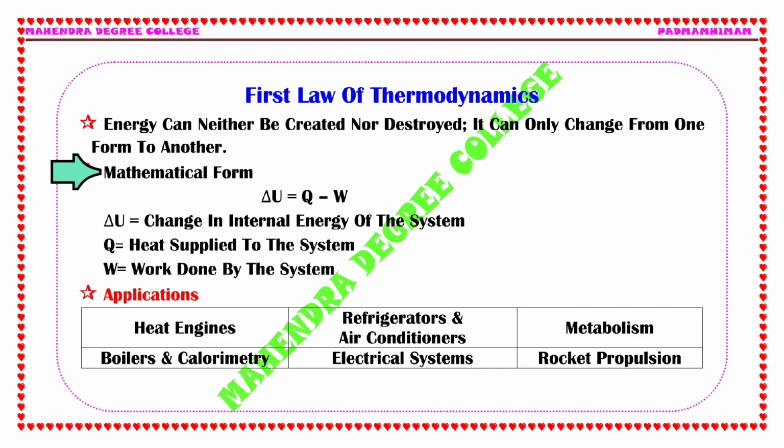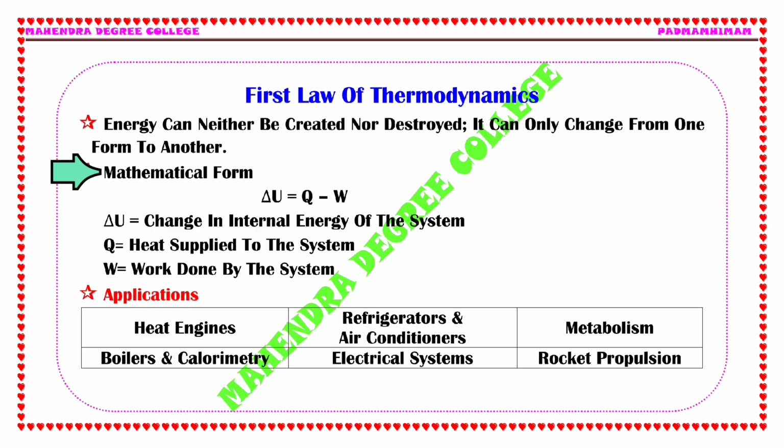Meaning of the equation: if you add heat Q to a system, some part of it increases the system's internal energy delta U, and the rest is used for doing work W. So, energy is just redistributed between heat, work, and internal storage.